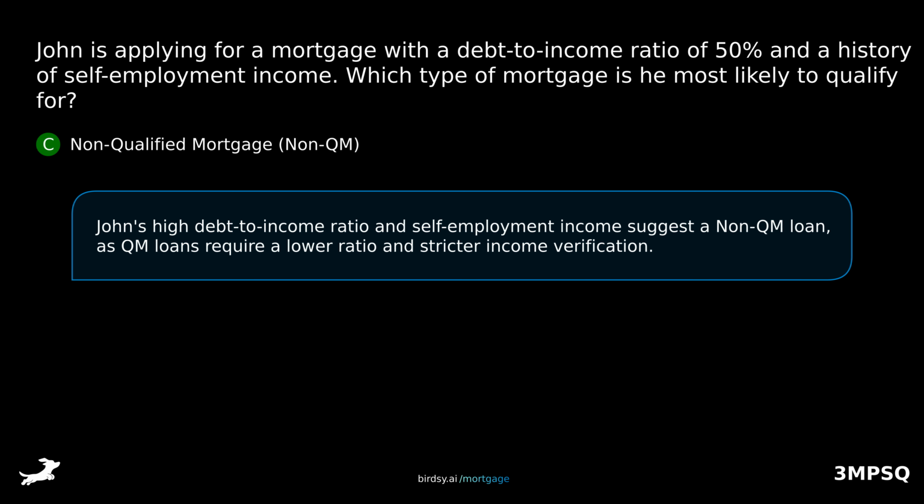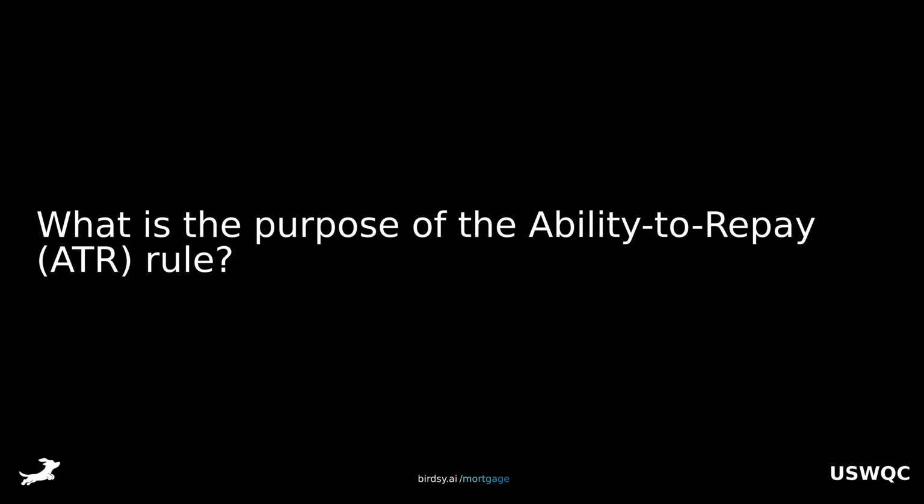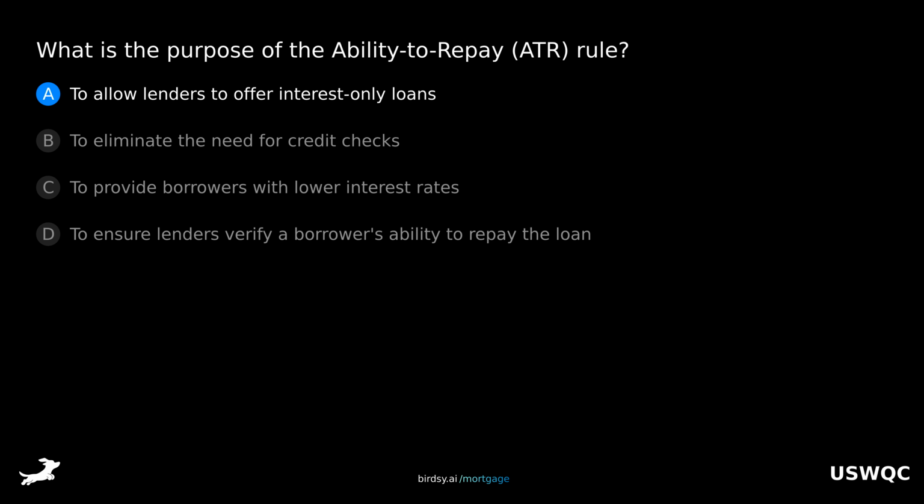income verification. What is the purpose of the ability to repay rule? Is it A, to allow lenders to offer interest-only loans? B, to eliminate the need for credit checks? C, to provide borrowers with lower interest rates? Or D, to ensure lenders verify a borrower's ability to repay the loan? The answer is D, to ensure lenders verify a borrower's ability to repay the loan.